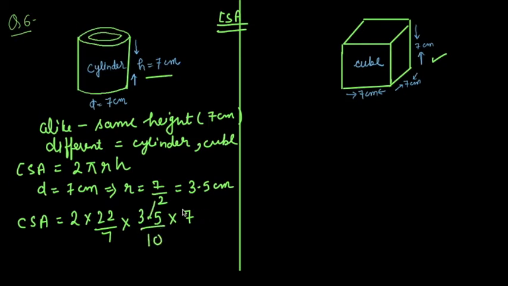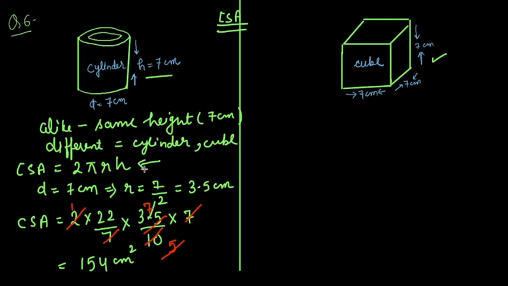Let's see which terms are cancelled. I can cancel this 7 with 7, right? Now 2 ones are 1, 2 fives are 10. This also cancelled. 5 sevens are 35. Now you are left with 22 into 7. How much is it going to be? 154 centimeter square. So this is your CSA of cylinder.